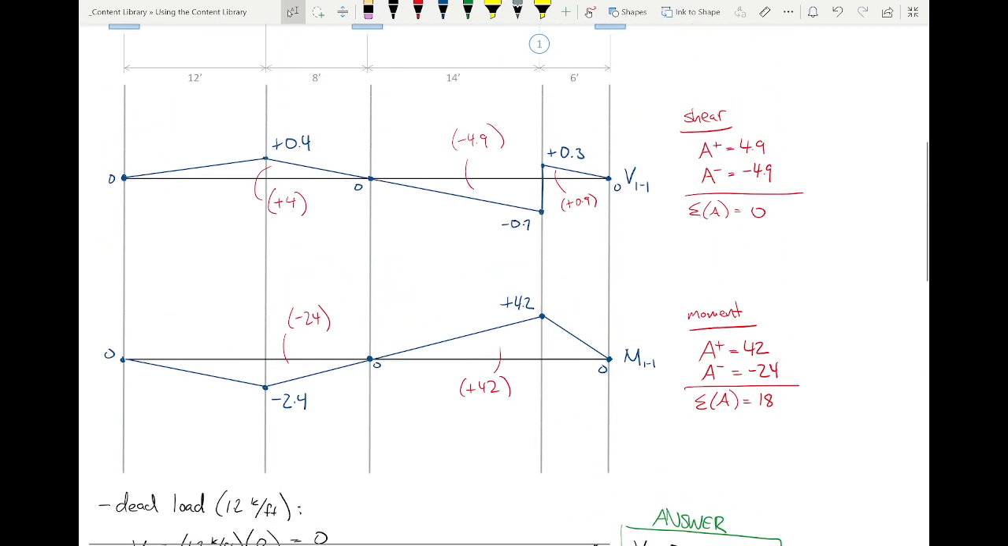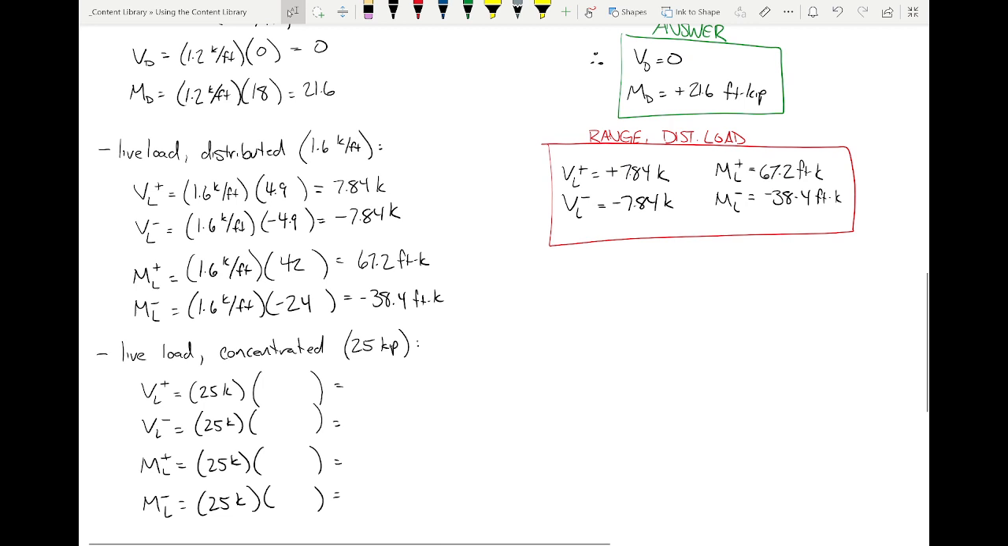So let's look at the shear. What is the maximum positive value on the influence line for shear? 0.4. What is the maximum negative value on the influence line? Negative 0.7. So you're telling me that this needs to be positive 0.4. This needs to be negative 0.7.